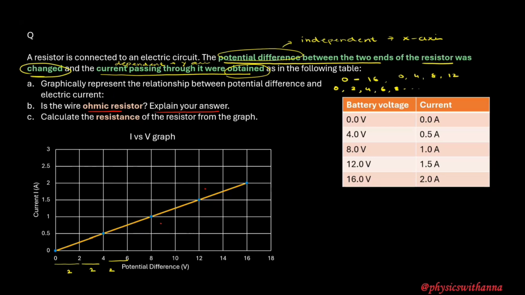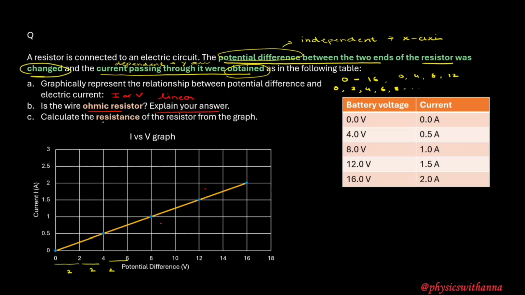Now ohmic resistors are the ones that obey Ohm's law. And Ohm's law says that current is directly proportional to potential difference. That means the graph of I versus V must be a straight line passing through origin, or the relationship between them must be linear. And since we got a linear relationship between current and potential difference, and the graph is a straight line passing through origin, we can say that the resistor here is ohmic resistor as it obeys Ohm's law.